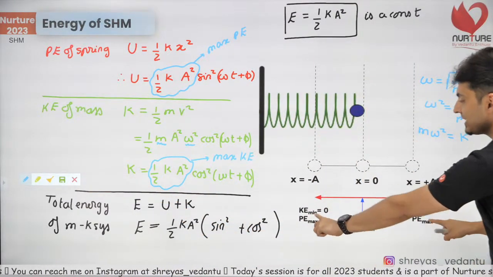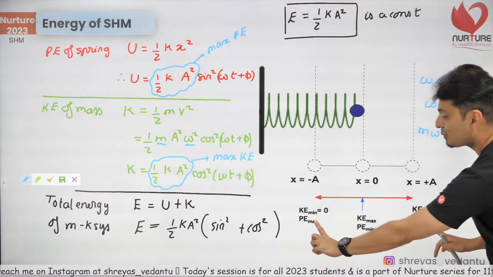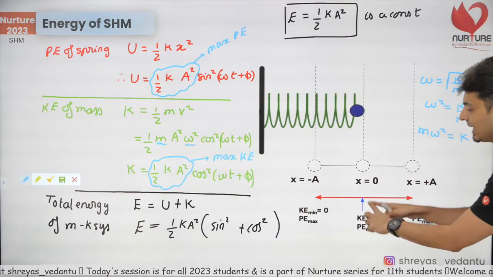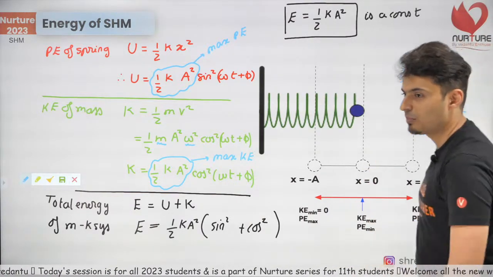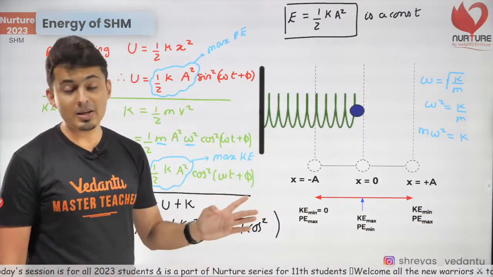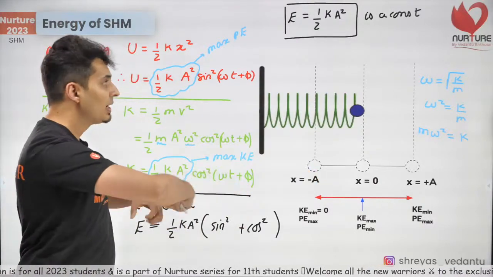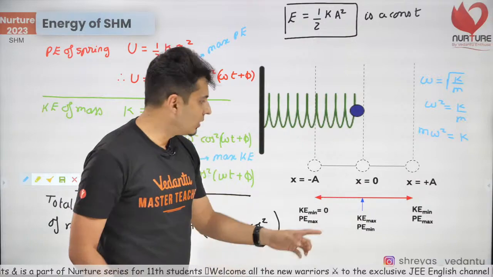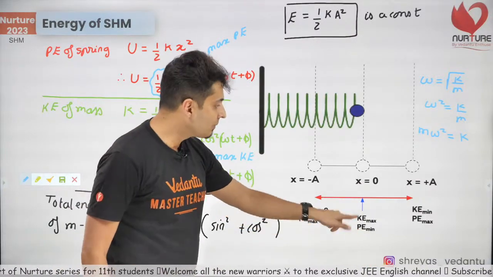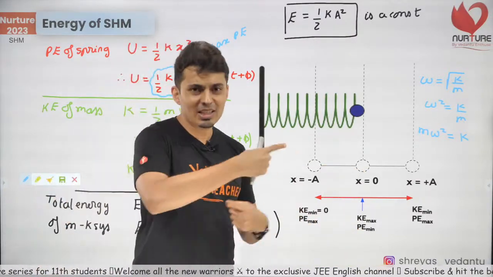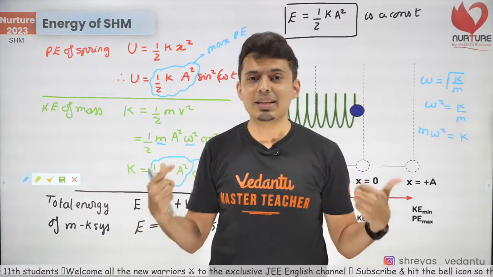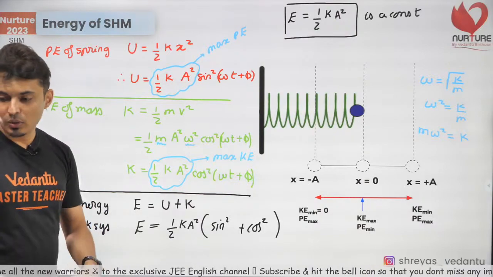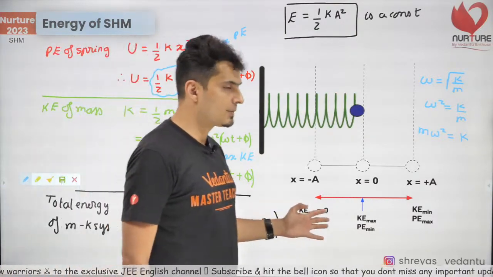And that's what you can see over here. Potential energy is maximum at the extreme. Kinetic energy is maximum at the mean position. Very, very important. At extreme, stretching is maximum, so potential energy is maximum. At the mean, stretching is 0, so potential energy is minimum, but kinetic energy is maximum because maximum speed occurs at the center. Understood? Clear? All my warriors?